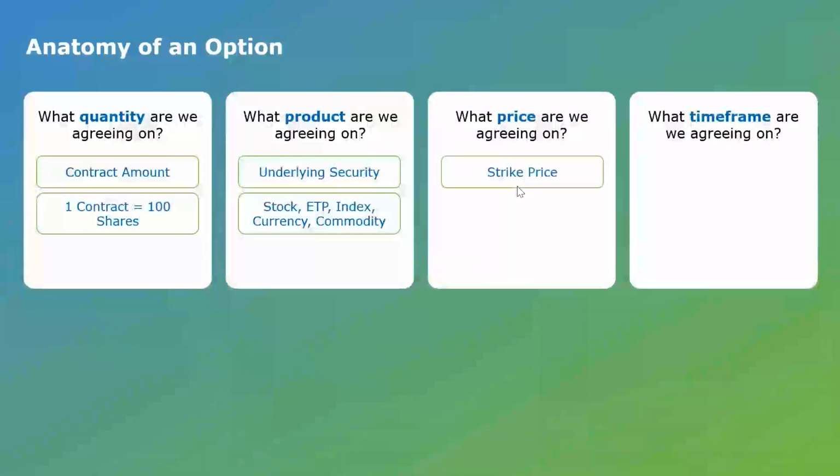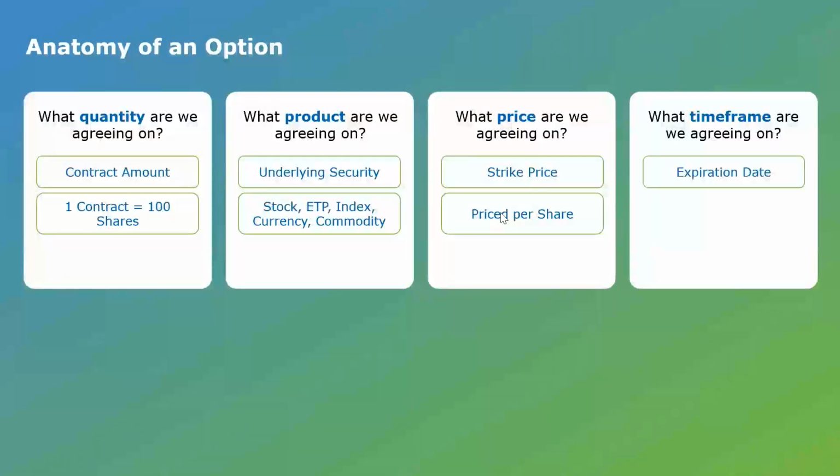What price are we agreeing on? This is with reference to the strike price. So the underlying security would be purchased at the strike price or sold at the strike price. This is priced on a per share basis. And in terms of the time frame, this is simply the expiration date. All option contracts do have an expiration date. Normally, this is on Fridays. However, there are some exceptions.